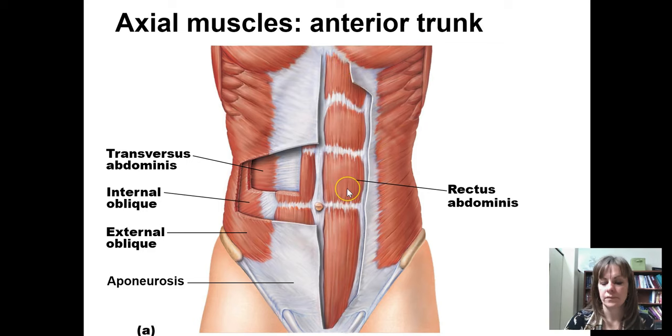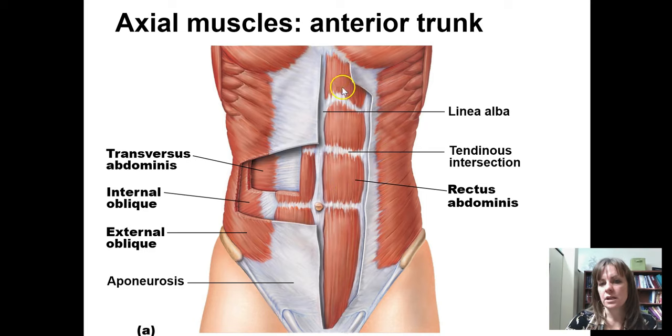In between the right side and left side is a thin piece of tendinous connective tissue called the linea alba. Linea means line, and alba means white, so it literally means the white line. You may notice that all of these muscles are rectus abdominis, but there are little patches of tendons in between them. Those are called tendinous intersections.